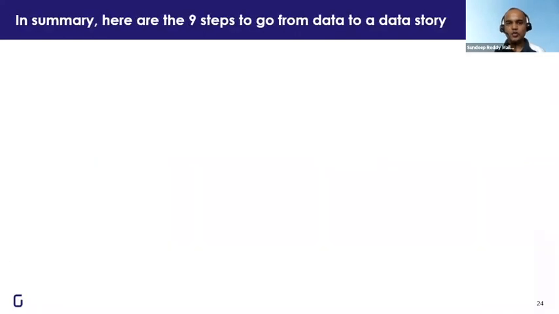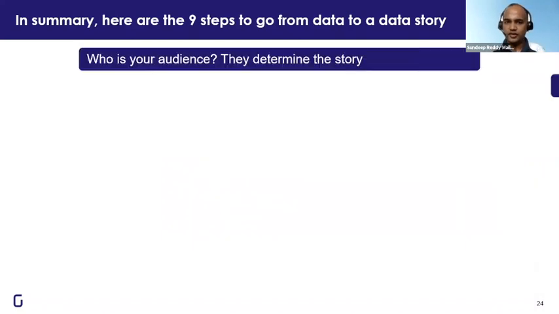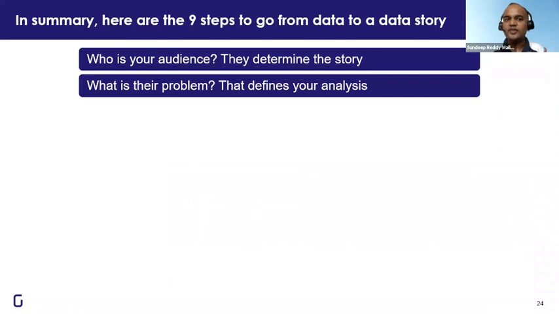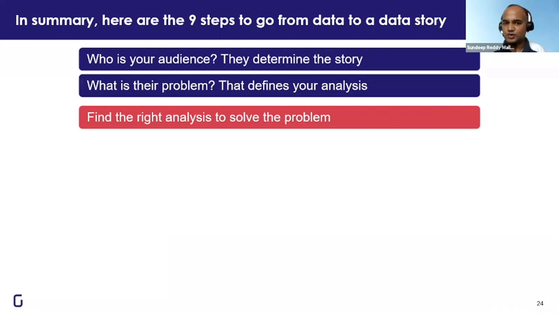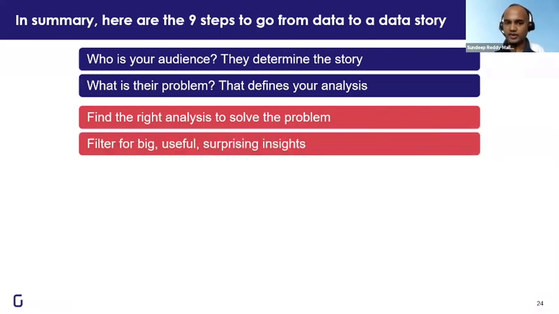So in summary, you are looking at a broad 9 steps to follow as a structure. A, you identify who the audience is. That will determine your story. You identify what the problem is. That determines your analysis. You find the right analysis to solve because that is critical to ensure you have a good story to narrate. Then you identify the different insights that you have and distill them through the big, useful, and surprising categorization that we went through.